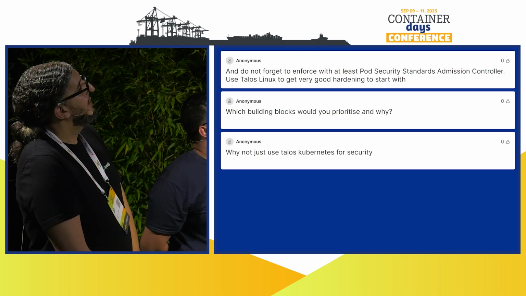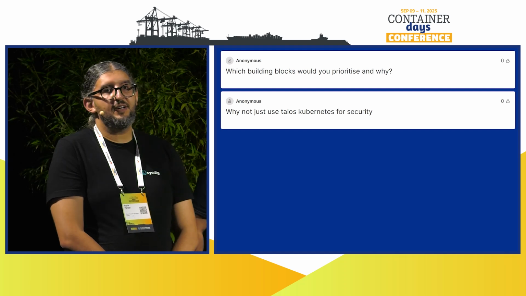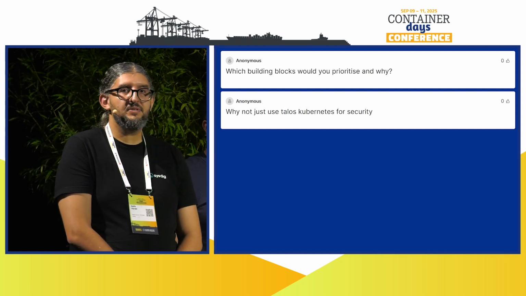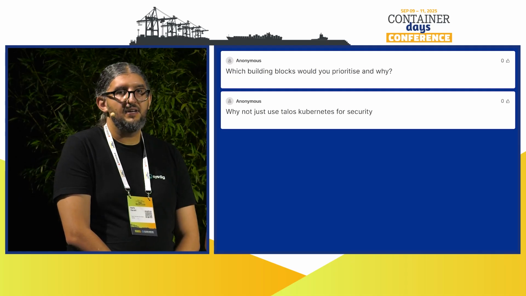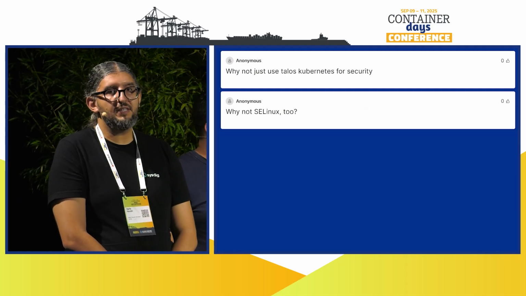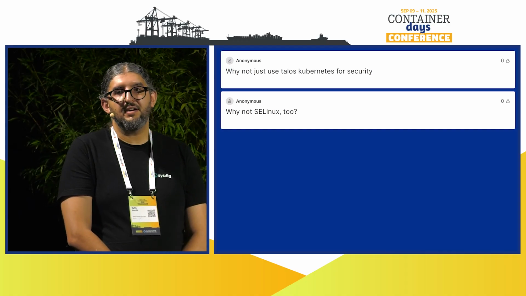Okay. Which building blocks would you prioritize? If you have workloads in production, start with runtime security. If you don't have workloads in production, start with the DevSecOps process, implementing the best practices within your CI/CD pipeline, within your developer workstation, and then move to production. But if you already have workloads in production, you need to start monitoring what's happening in the runtime.